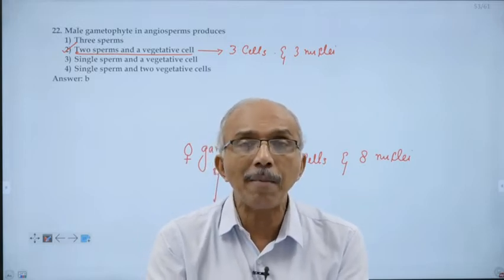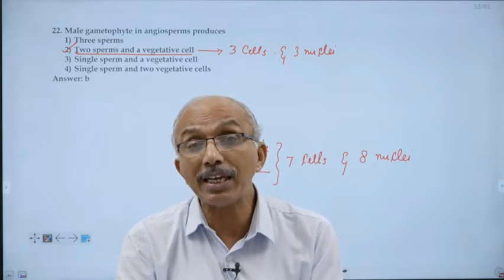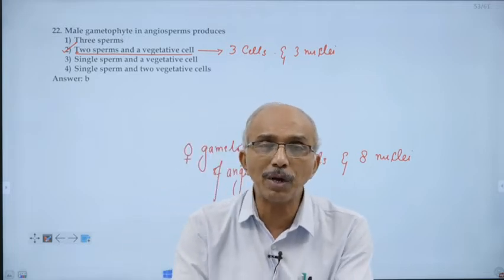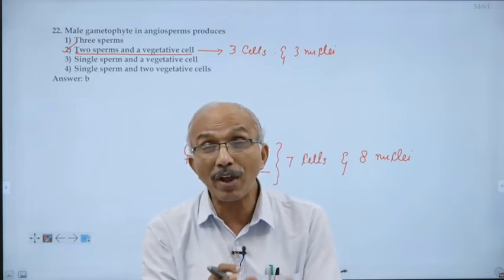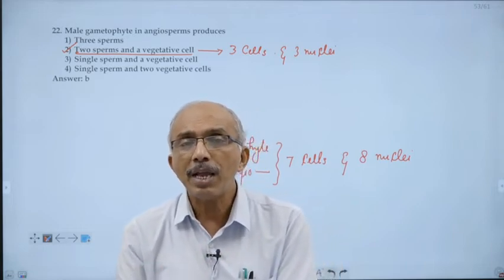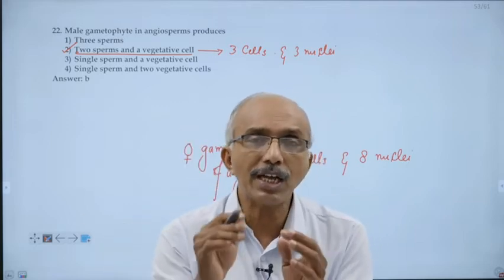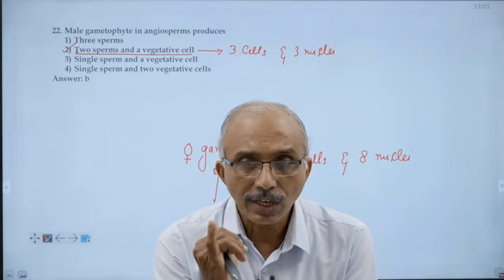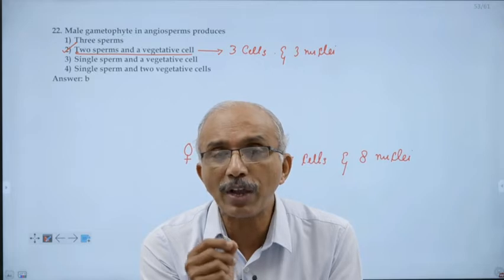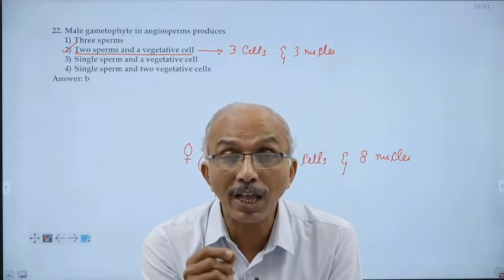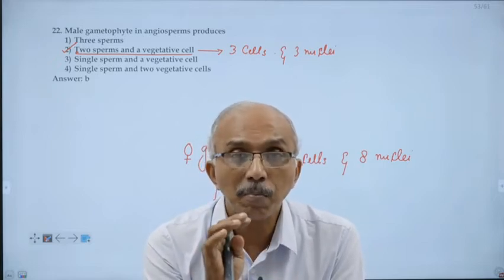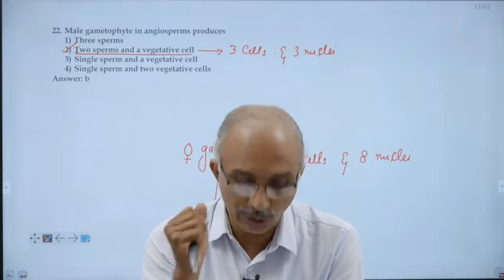So the male gametophyte of angiosperm is the smallest gametophyte among bryophyte, pteridophyte, gymnosperm and angiosperm. When we consider these 4 plant groups, the male gametophyte of angiosperm is the smallest because it consists of only 3 cells.